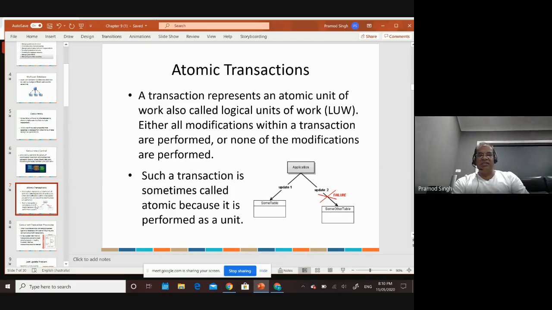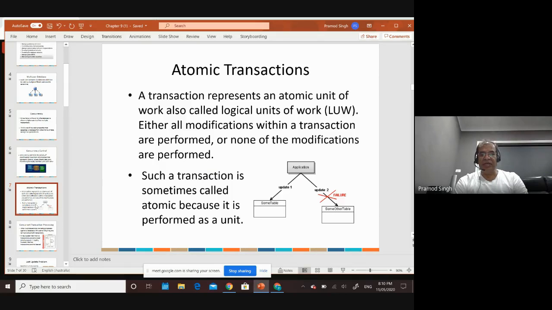Atomic transactions is a set of activity. You can say it's a task that is also called the logical units of work together, which should be either completed in a transaction or none of the modification, none of the task, none of the work should be performed in a transaction.